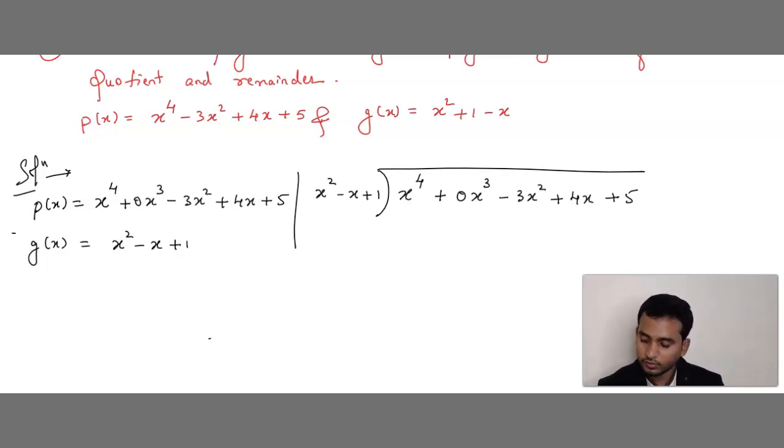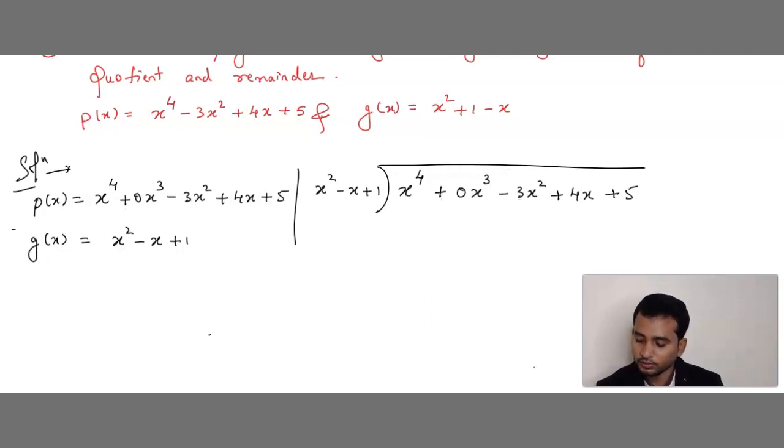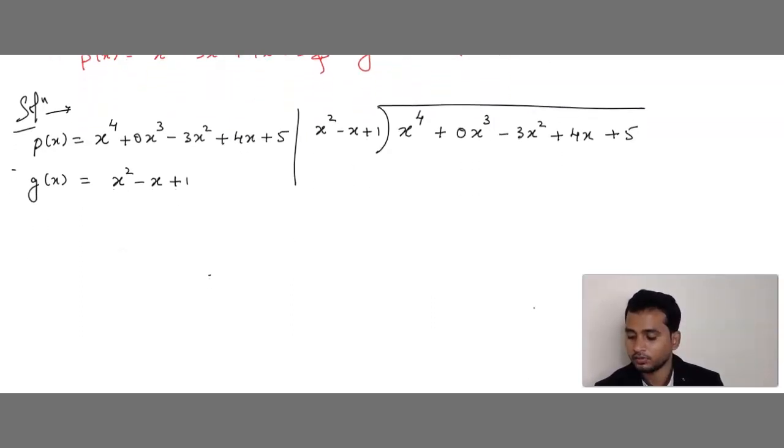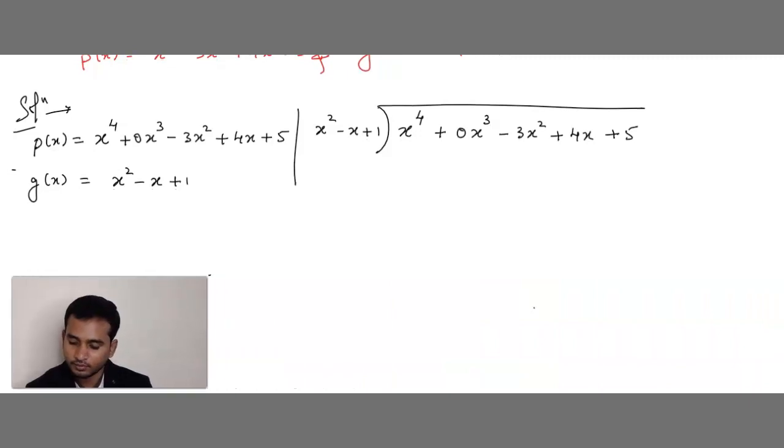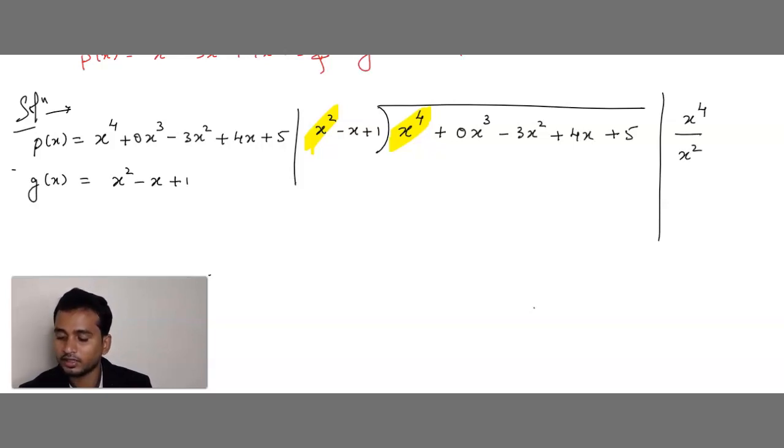Now what we can do here? Observe the next step. First we can put one working column. What is the first degree? First term x power 4. Here first term x square. That is x power 4 by x square, means 2 times. Here 2 times get cancelled. So what is left out? 2 times is left. That is x square.